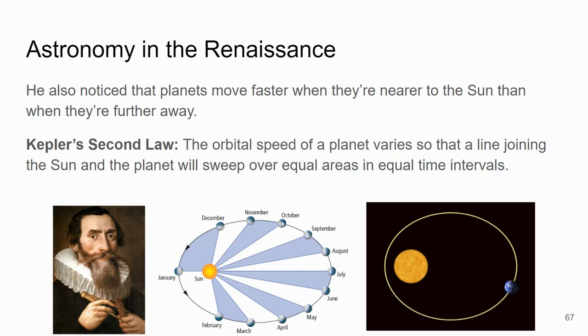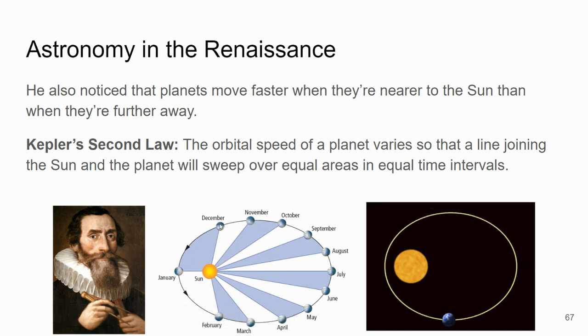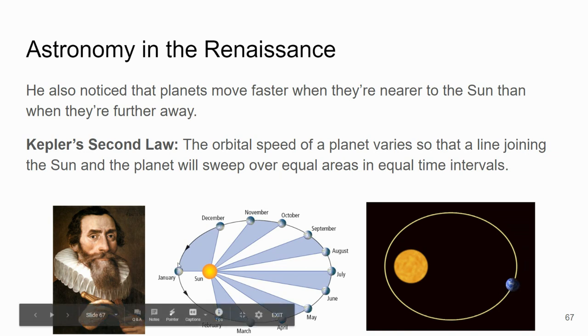So in the sun, going from December to January, from here to here, it's fairly close to the sun, so it's moving very quickly. So the backside of this pizza slice right here is pretty big, but the distance to the middle is pretty small. So this sweeps out this purple area here.